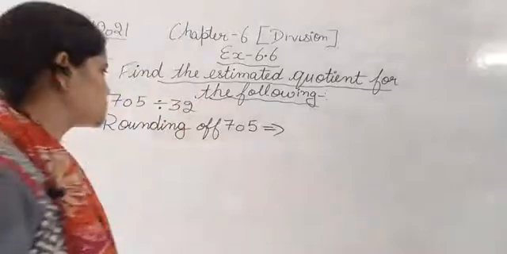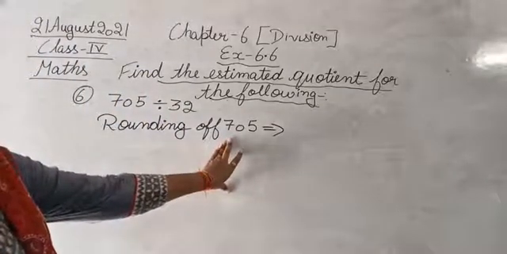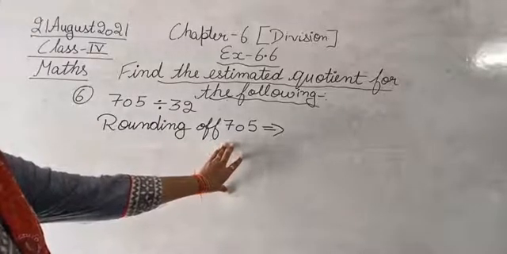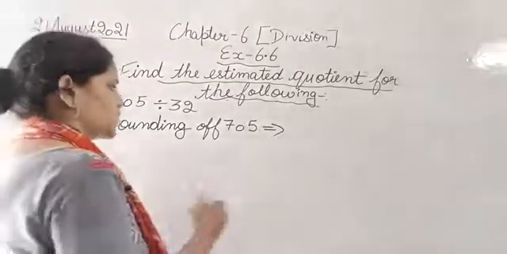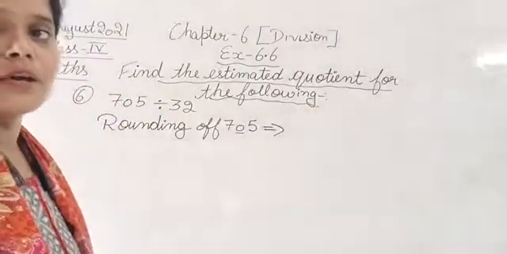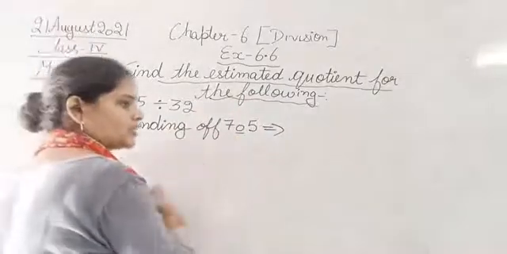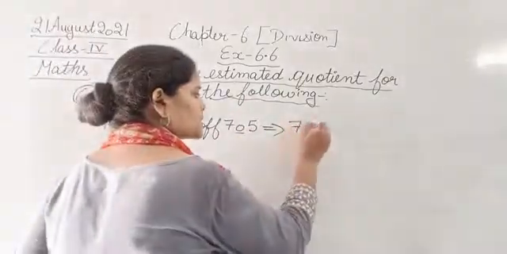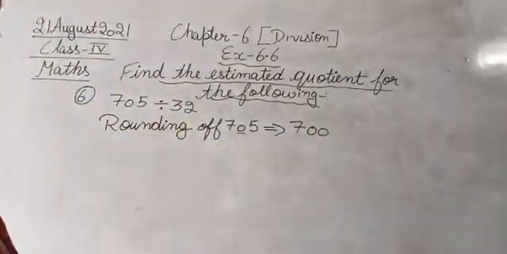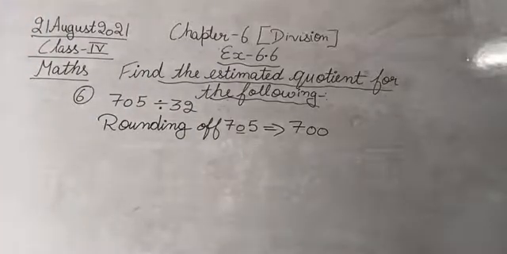Okay, so the highest place value in 705 is 100. So we are going to round it off to the nearest 100. That means we are going to observe the digit at the tens place. At the tens place we have 0, which is definitely less than 5. So we round it off to the previous 100. Which is the previous 100 before 705? That is 700. So after rounding off 705 to the nearest 100, it will become 700.